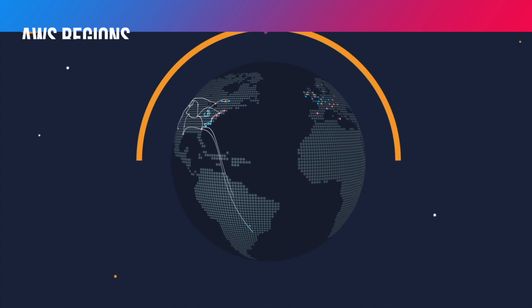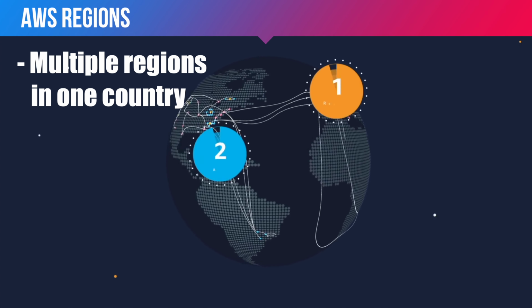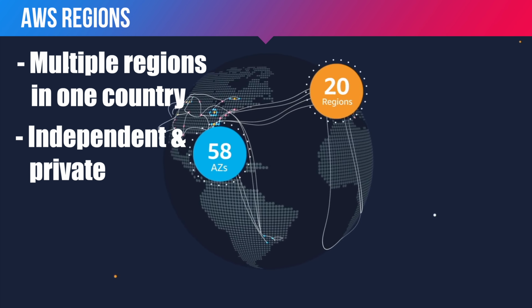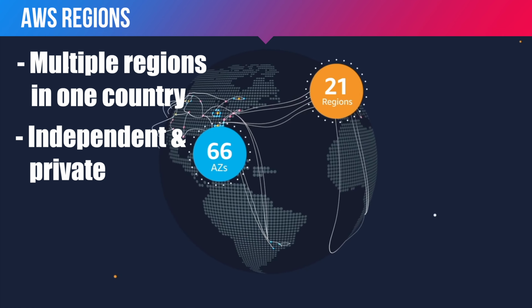Now, going back to regions, there can be multiple regions in one country, and each region is made to be independent and private of all other regions. In practice, this means the regions aren't sharing data with each other, so it builds fault tolerance, in that if something goes wrong in one region, it doesn't affect any of the others.